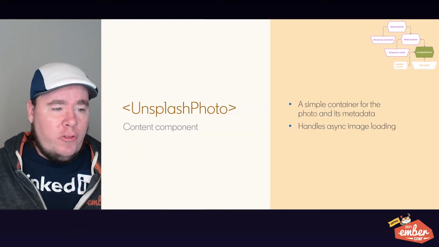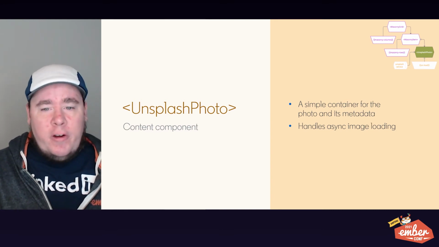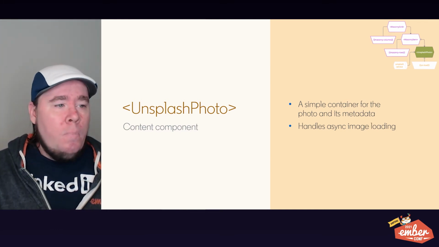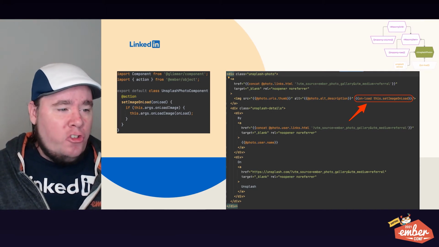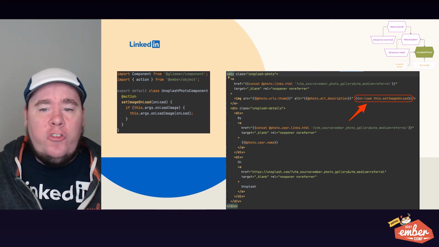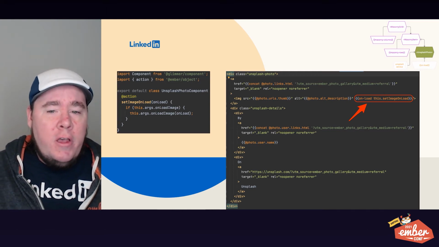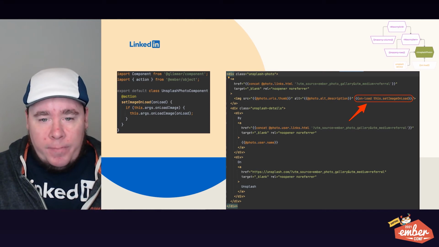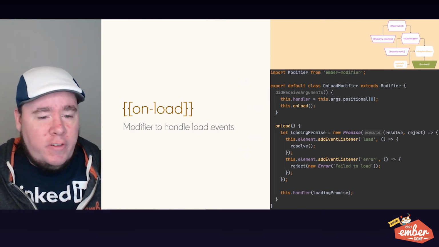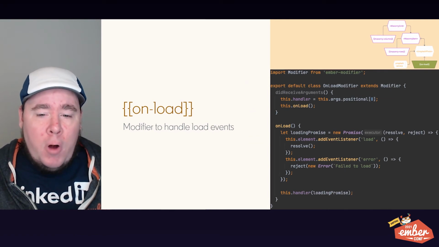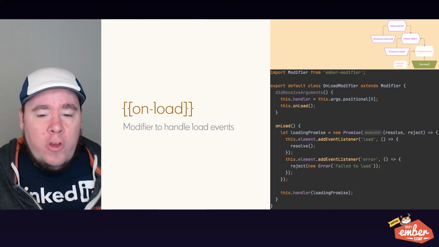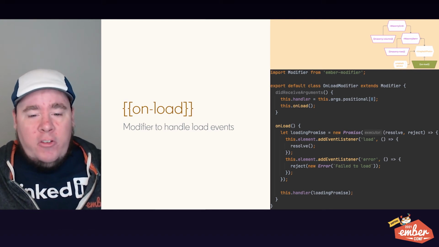So let's look a little closer at Unsplash Photo, which is our content component. This is just a very simple container for the photo and its metadata, but it also handles the async image loading that we were just talking about. So on the left here, we have our class, which just handles the action that was passed in, and this action gets passed to an onload modifier, which, as you can see, is being used on the image element itself. So the onload modifier is what handles our load events for images. And as you can see in here, all it does is create a promise that then gets passed back out to the Unsplash Photo component. And that promise resolves when the load event on the element gets fired.